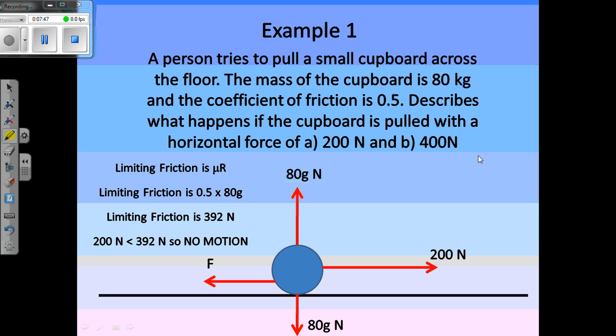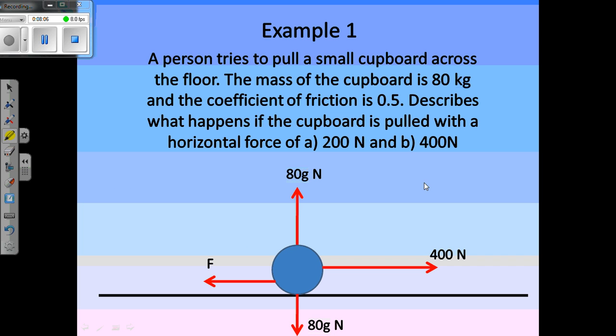This limiting friction of 392 tells us that to make the object move, there has to be a force going in the other direction of at least 392 newtons before this object will move. So there's no motion because of the limiting friction of 392. If we do it for 400 newtons, 400 newtons is larger than 392 newtons, so there will be motion, and the resultant force will be 8 newtons because we have the frictional force. The limiting friction is 392.